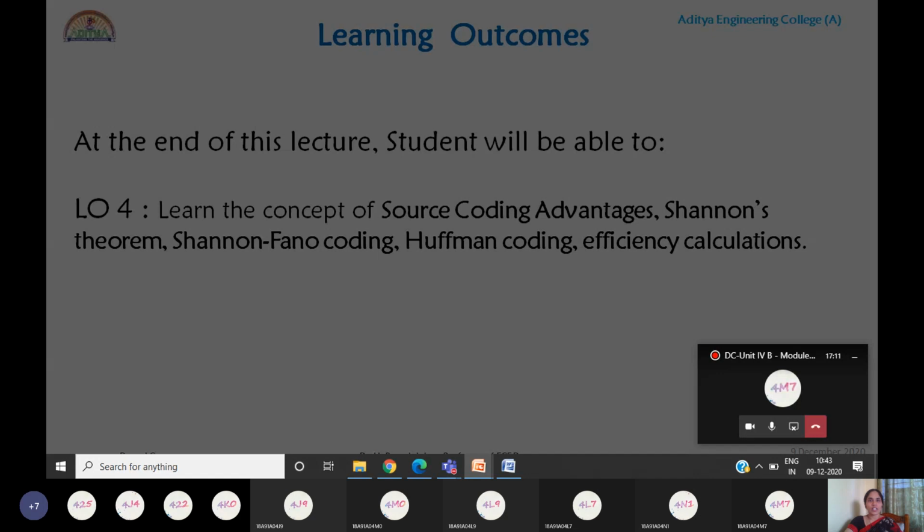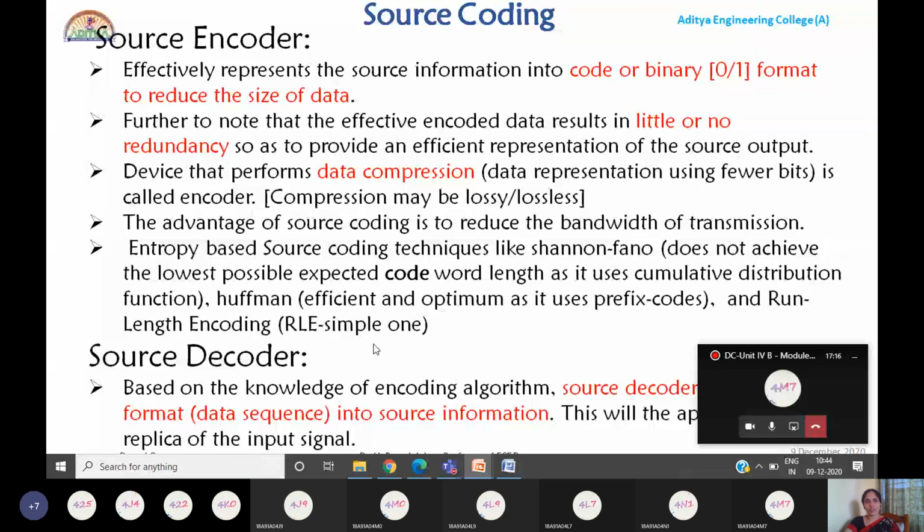Now let us introduce the source encoder and source decoder. I already completed this as an element of digital communication technique. In that I told you that the source encoder effectively represents the source information in a code or binary format, generally in the form of zeros and ones.